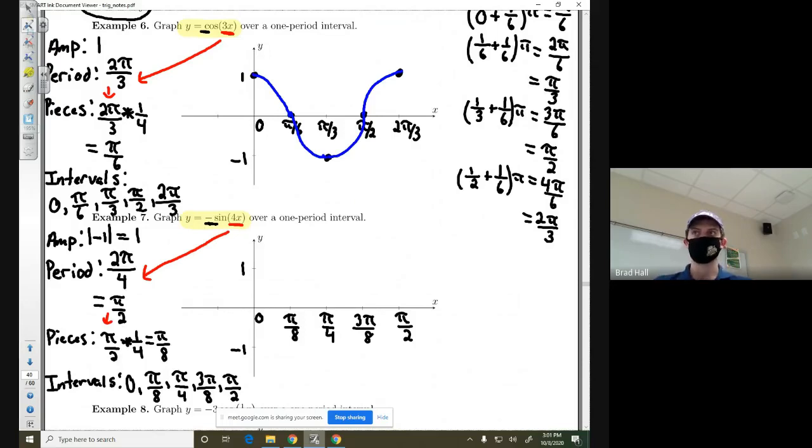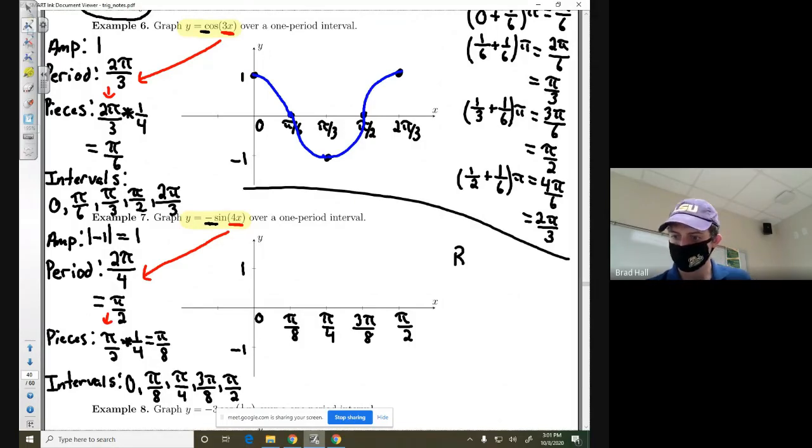And there's a reflection about the x-axis, which means every point we plot for an original sine function, we would have to flip it about the x-axis.